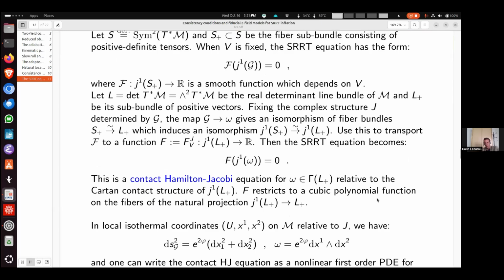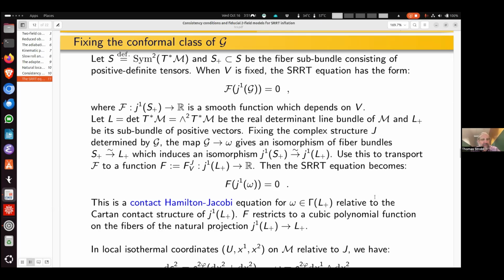So here, I think Janusz should be extremely happy because this is a standard form of a contact Hamilton-Jacobi equation. Calin: Yes. I'm a bit lost about this isomorphism. So S plus is essentially a rank 3 vector bundle in S. Yes. Yes. L is a line bundle. So how do you get an isomorphism? Because I fix the conformal class of a metric.